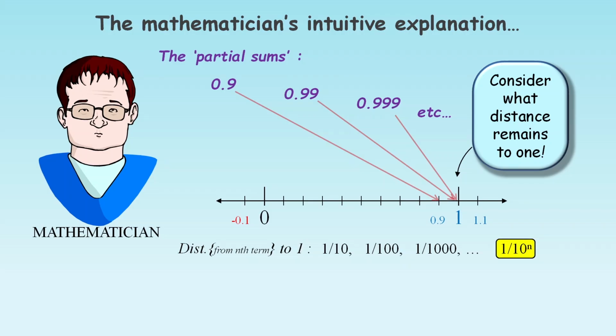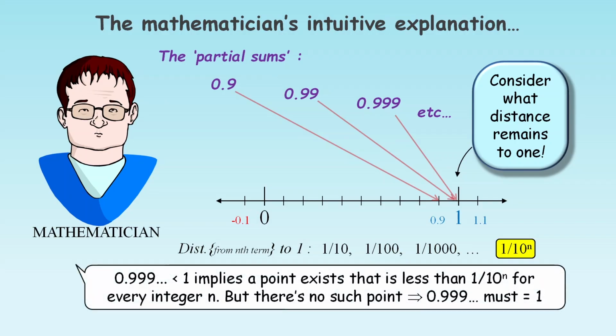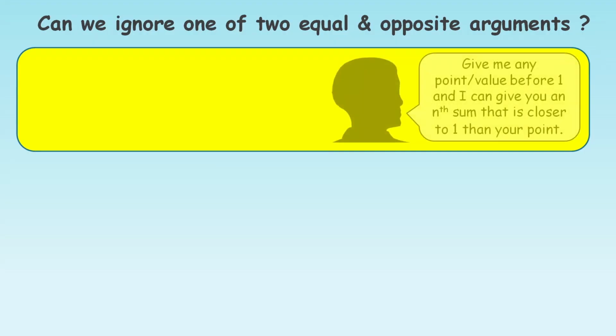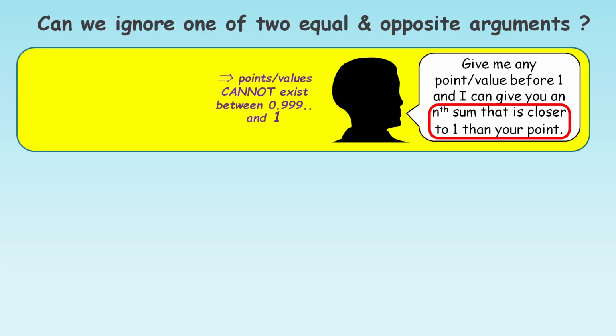So if 0.9 recurring was less than 1, we should be able to find a point that is between 1 over 10 to the power n and the point 1 for all possible values of n. And since no such point exists, the mathematicians conclude that it must equal 1. In other words, they're saying that 0.9 recurring must equal 1 because if you give me any point before 1, then I can find an nth sum that is closer to 1 than your point.